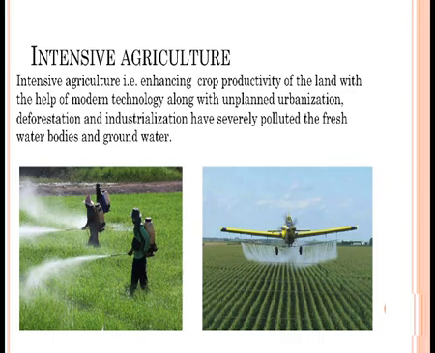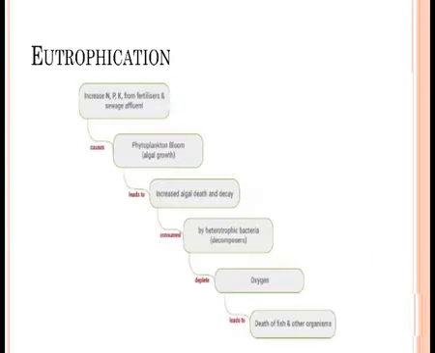of modern technology. Along with unplanned urbanization, deforestation and industrialization, it has severely polluted the fresh water bodies and groundwater. The effects may be listed below. Runoff from crop fields carries soil and agrochemicals to water sources, thus enriching the nutrient content. This leads to eutrophication. This is the line diagram for eutrophication.